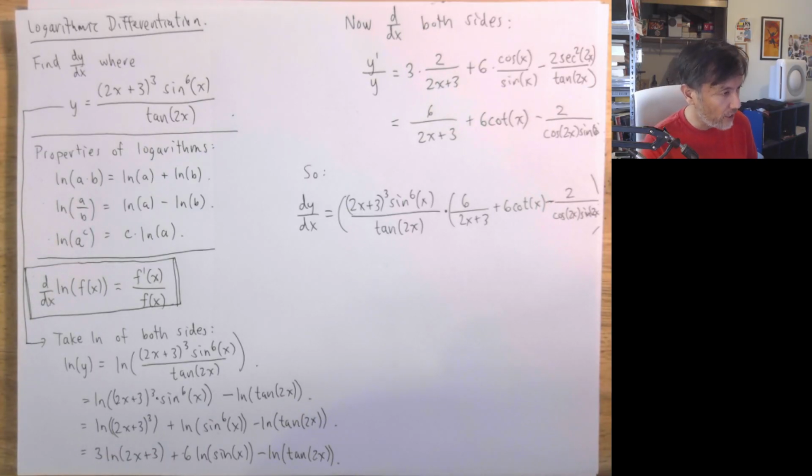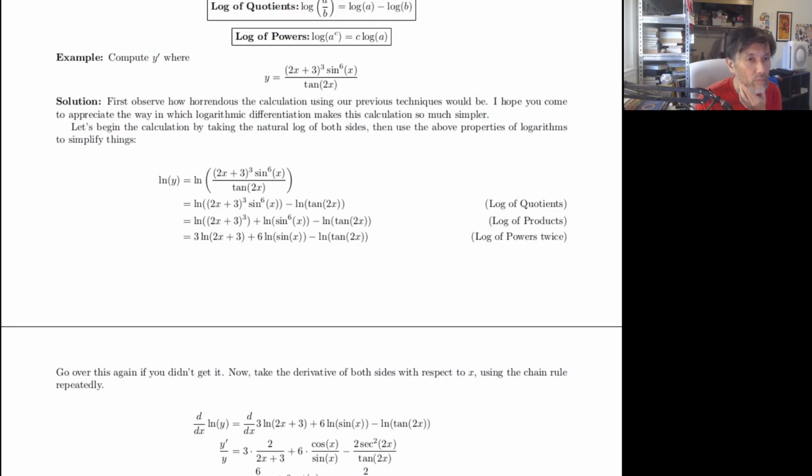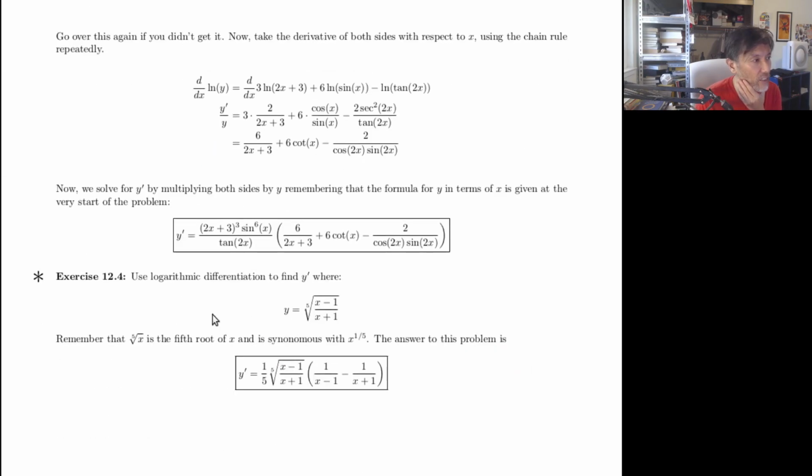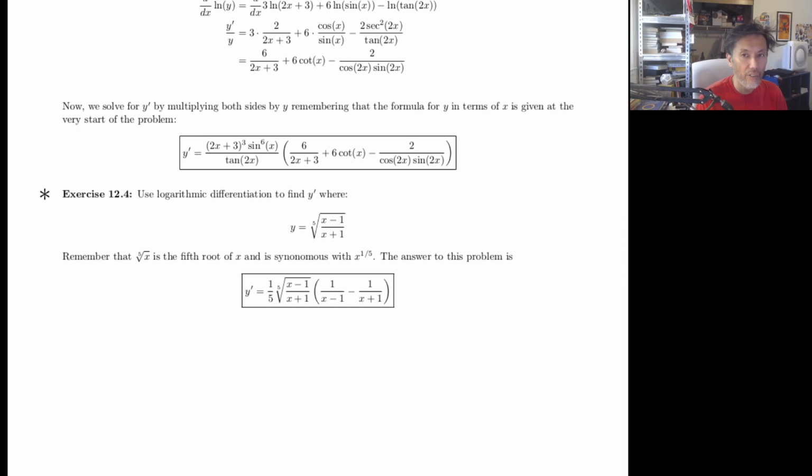There is an exercise in the worksheet, which you can see. Another exercise that you can try out applied to the fifth root. And again, it's not that this is a function that you couldn't take the derivative of. You could. But with logarithmic differentiation, that's made easier. There is an example of a situation where probably you wouldn't know what to do in order to find the derivative.